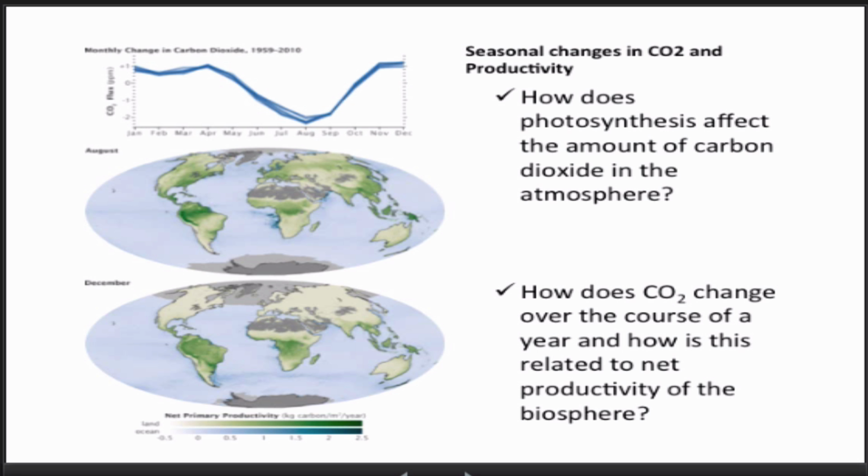Take a look at the diagrams you see on the screen and see if you can answer the questions on the right. Pause the video to answer the questions. When you're ready, press play to resume.